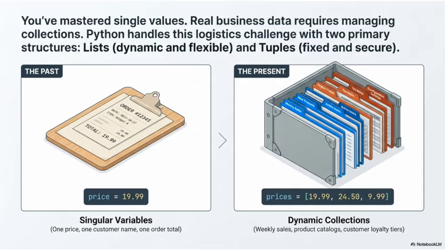Python handles business scale data with two primary collection structures: the list, dynamic and flexible. It is a conveyor belt you can add to, remove, and rearrange. The tuple, fixed and secured, is the locked vault that preserves records exactly as defined. Real business data requires both.